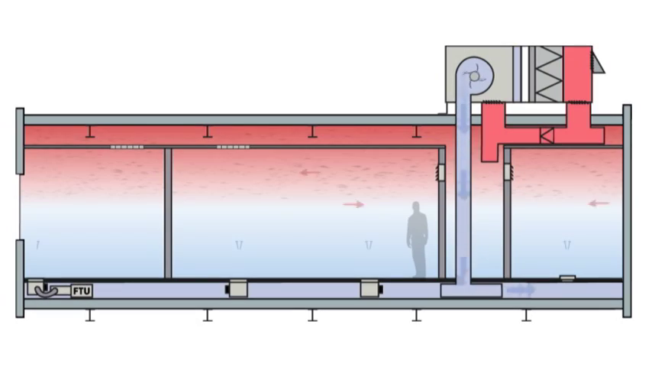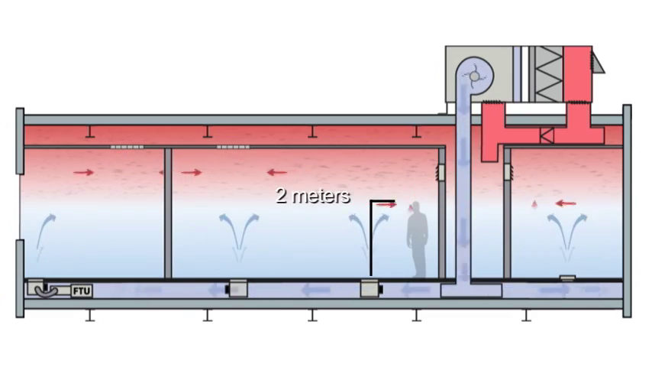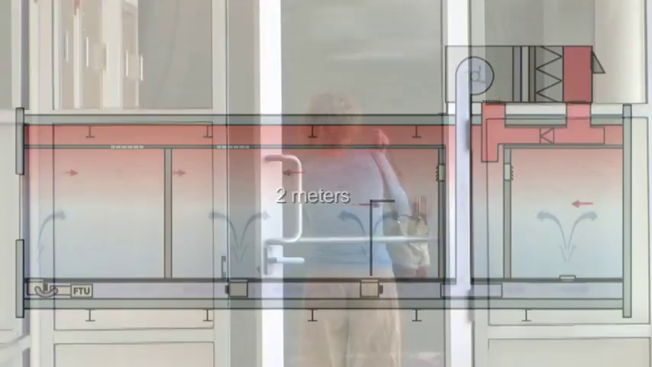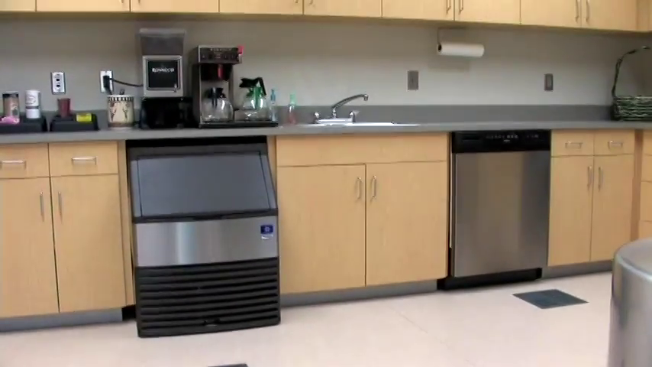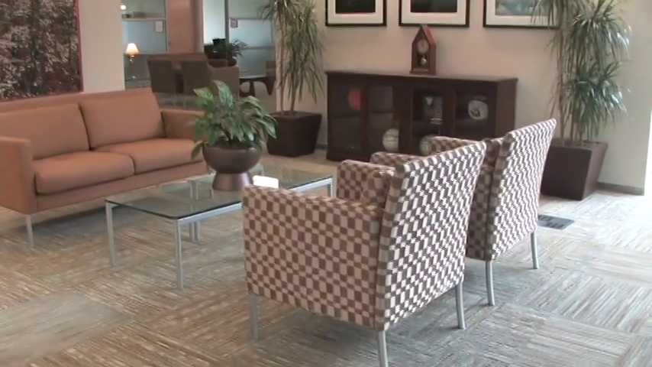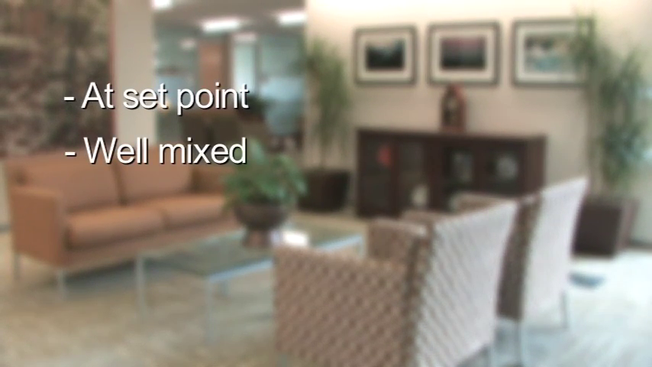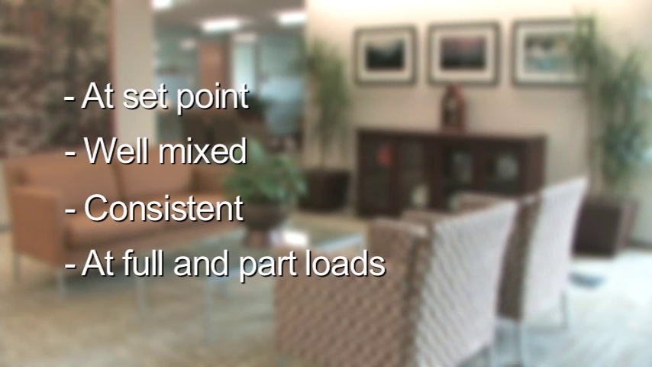While there are other factors, in an underfloor air distribution system, diffuser design and capacity modulation are keys to achieving suitable comfort levels in the breathing zone, namely the floor to 2 meters. When it comes to air distribution system effectiveness, we will define perfect air distribution as air temperature at set point, well mixed throughout the lower 2 meters, consistent throughout the floor plate, and all these must occur at full and part load conditions.